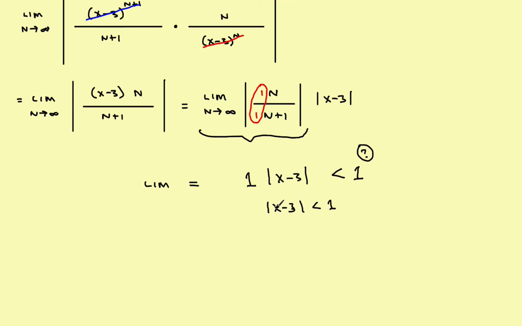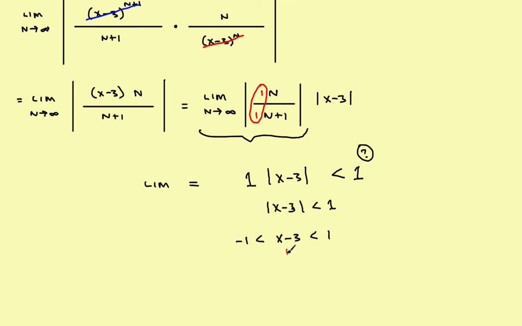Now, whenever you have an absolute value less than a number, you can rewrite it as x minus 3 is less than the positive value, but also greater than the negative value of 1. So you can write it like so. Change this absolute value form into this form. Now the next step, you want to solve for x, so go ahead.